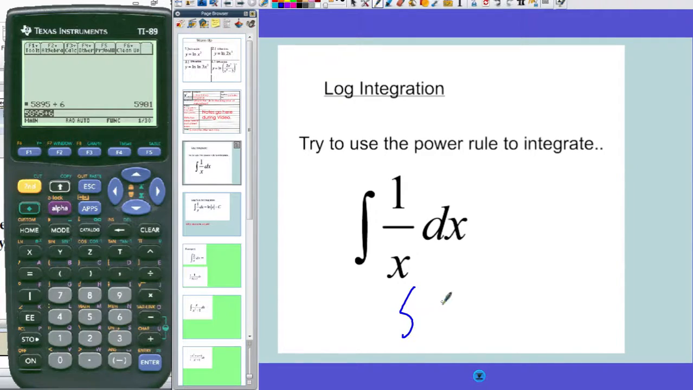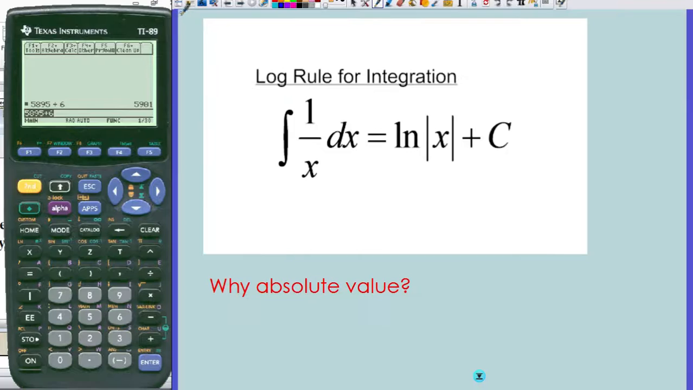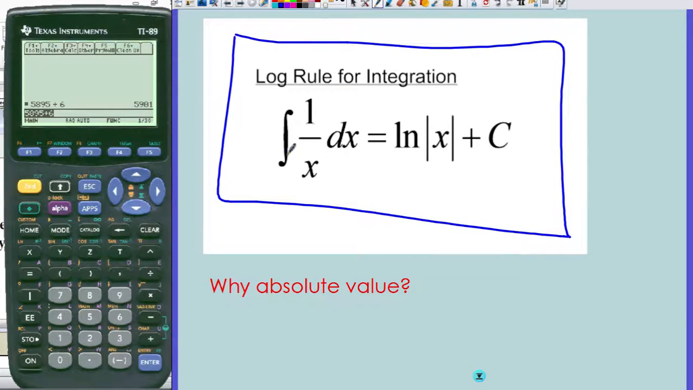Well, you convert this to the integral of x to the negative 1 power dx, and then following the power rule, you say, well, add 1, so x to the 0 divided by 0. Wait, you can't do that. And that's right, because there's a special rule for integrals of 1 over x. That comes out to be the log rule of integration, so make sure you write this down. The integral of 1 over x dx is the natural log of the absolute value of x plus c.